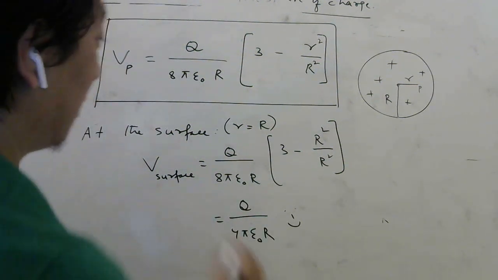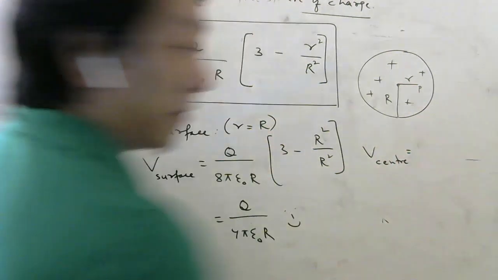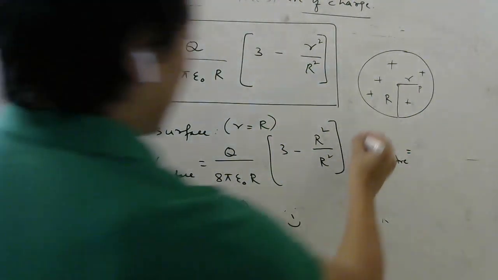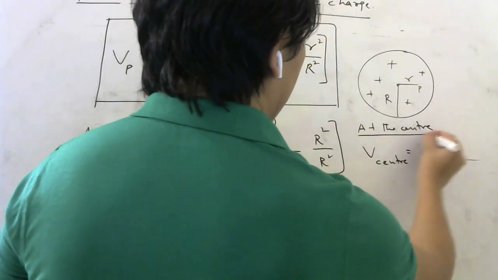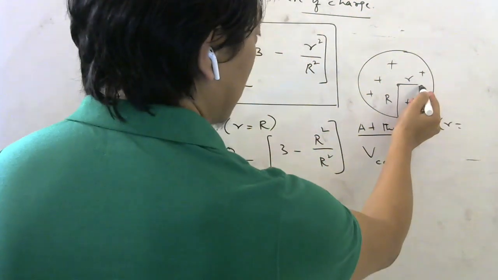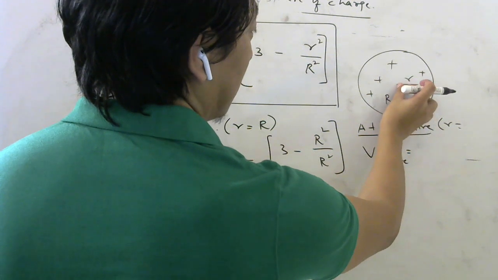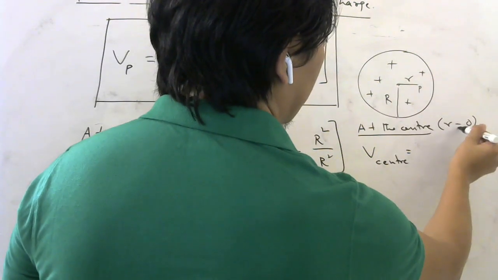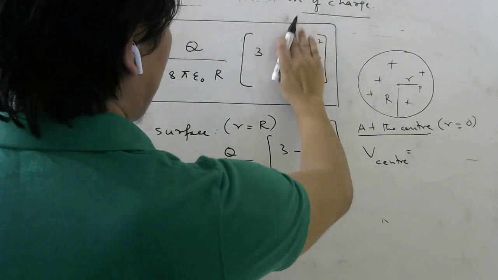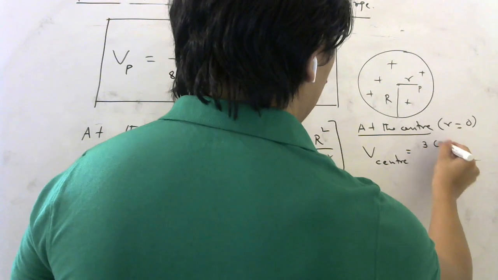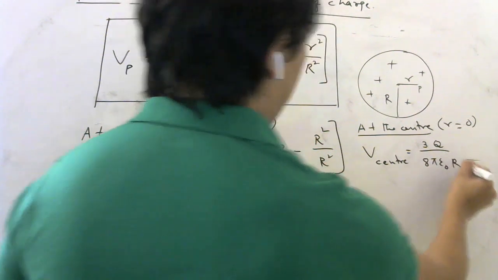Right, students? Okay. Then at the center, if I ask, potential at the center. So at the center of the sphere, what will be your small r? If this P was on the center, what will be small r? This is small r, no? So if this P slowly comes at the center, your small r will be 0. So if small r is 0, what will be the potential at the center? This is 0, so this part will go, so it will become 3 q by 8 pi epsilon naught r.